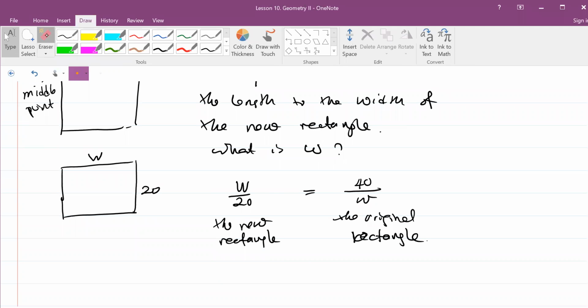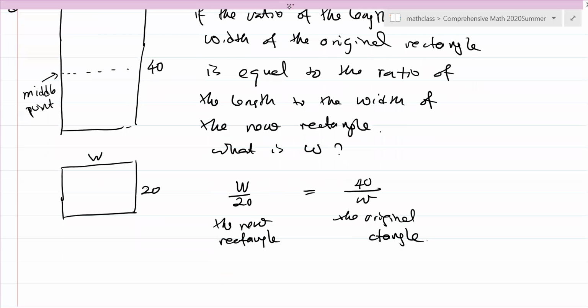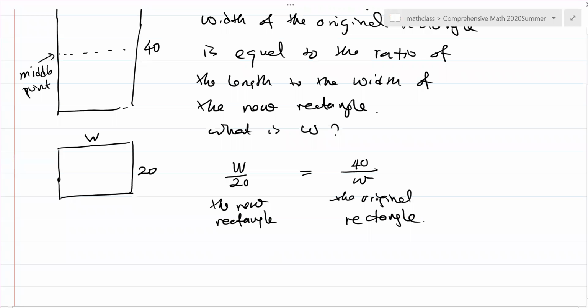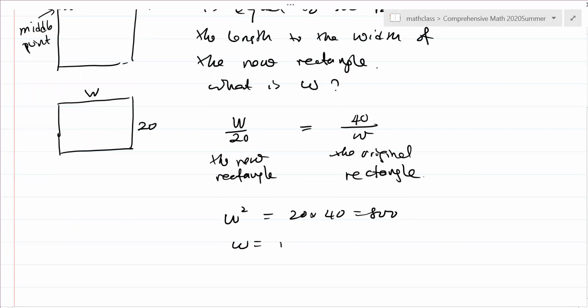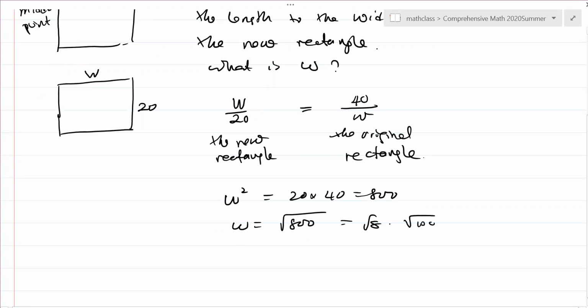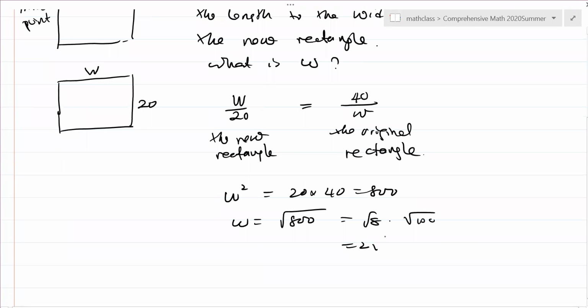Then you get the identity. Once you get the identity, then you solve the problem. So it's easy: W squared equals 20 times 40, it's 800, right? Then W is going to be the square root of 800. The square root of 800 is the square root of 8 times the square root of 100, right? So the square root of 8 is 2 times the square root of 2, and with the 10, it's 20 times the square root of 2. So that's how you do that.